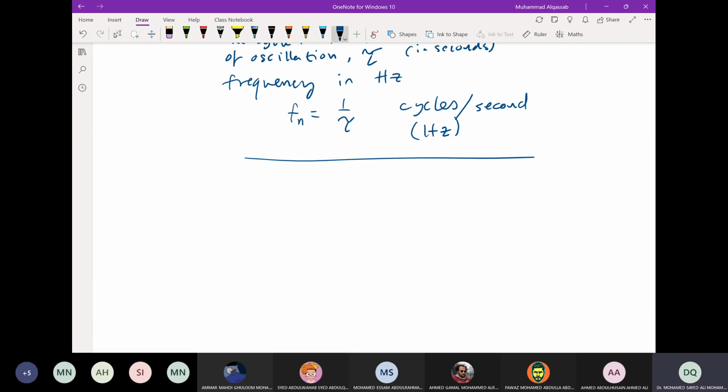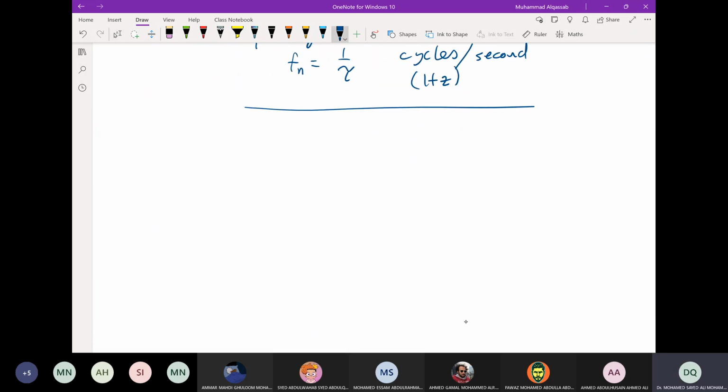Okay, suppose we have a rotating disk supported on a spring-mass system. If this is rotating with angular speed omega, omega is angular speed.